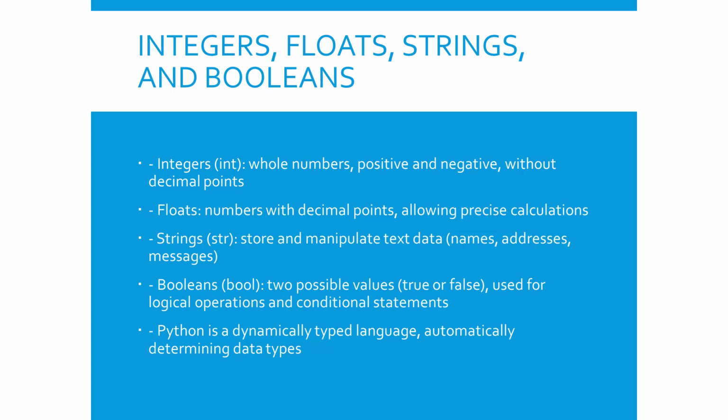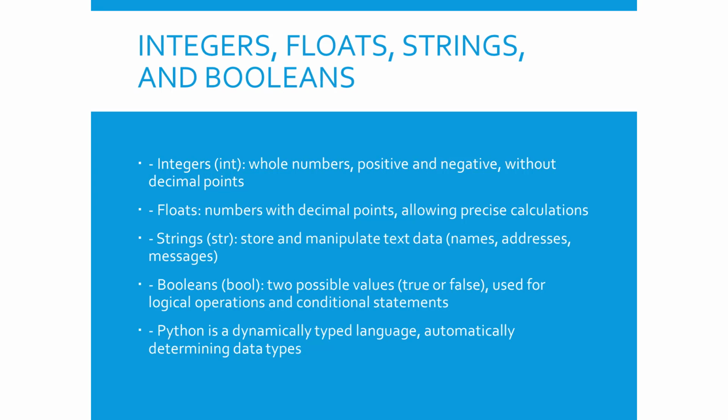Integers, or int, an abbreviation, are used for whole numbers, both positive and negative, without any decimal points. Floats represent numbers with decimal points, allowing for more precise calculations. Strings, or str, are used to store and manipulate text data, such as names, addresses, or messages. Booleans, or bool, are special data types that can only have two possible values, true or false. They are often used for logical operations and conditional statements.